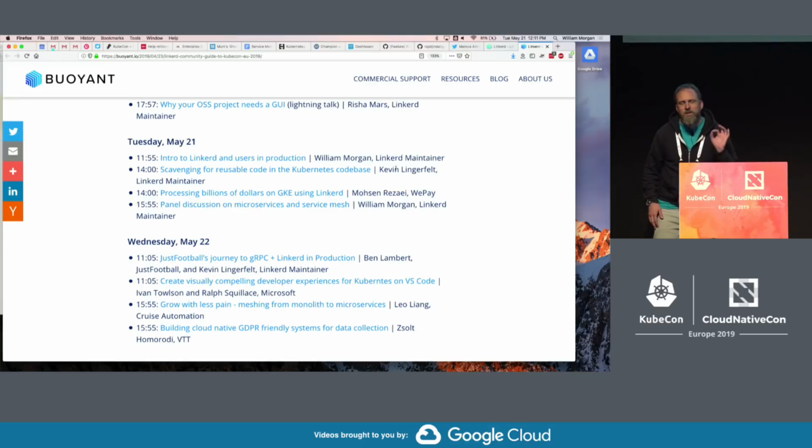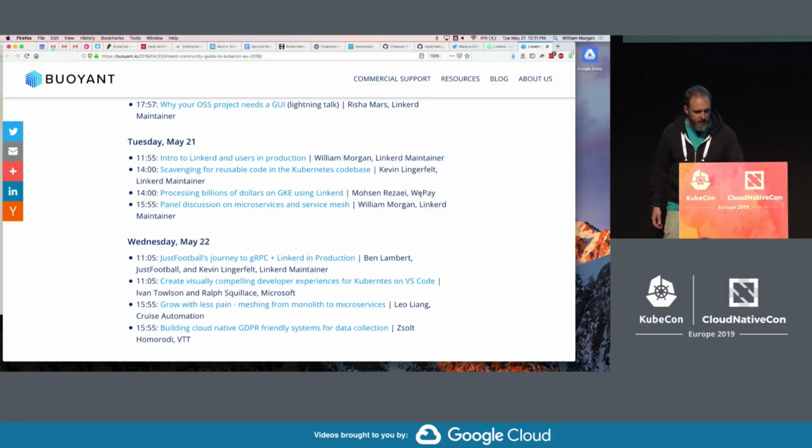There's a cool talk that's not 100% related to Linkerd, but is indirectly related, by one of the Linkerd maintainers, scavenging for reusable code in the Kubernetes code base. So if you want to know about what is inside Kubernetes and how we had to unpack some of this stuff to figure out what to do with Linkerd, you should go to that. At the same time, Mosen, one of our prod users, is talking about how he processes billions of dollars using Linkerd.